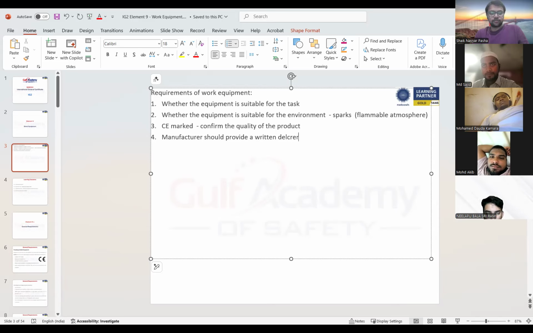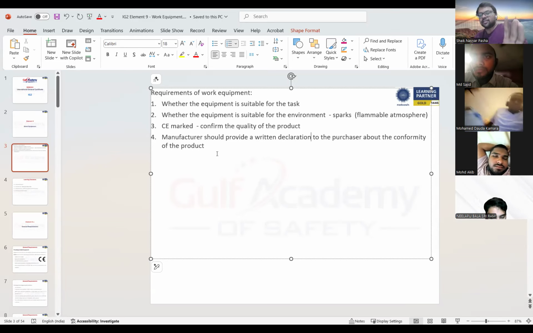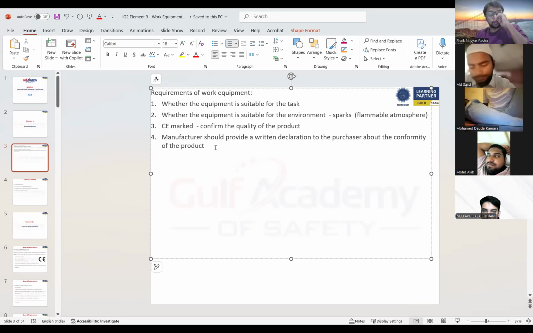Written declaration to the purchaser about the conformity of the product. Means I already told you, even the manufacturers who are manufacturing a product should manufacture them as per the regulations. So the manufacturer should provide a written declaration, signing it and confirming that this product has been manufactured as per the legal requirement. So that should be provided.